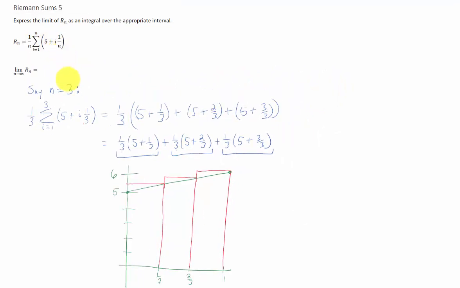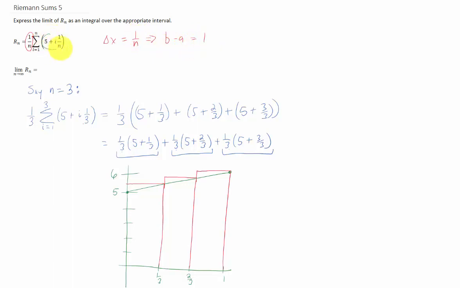Now if we go out to the general case where we have n subintervals, this is really going to represent the same thing. This 1 over n out here represents our delta x, or the width of each one of our subintervals. We can see that that is 1 over n, which suggests to me that our b minus a equals 1. That numerator being 1 suggests that the width of our interval is 1.